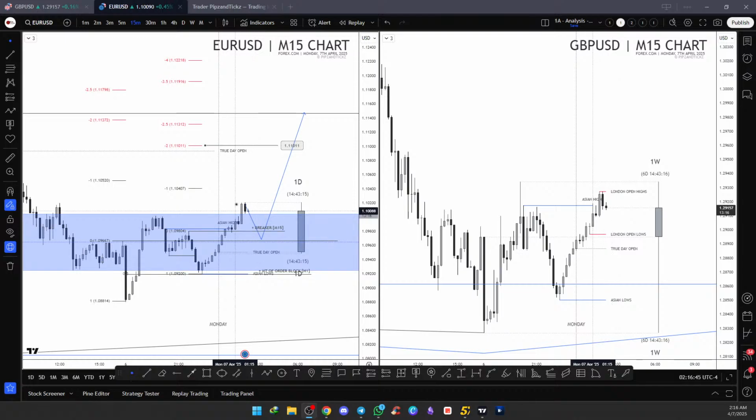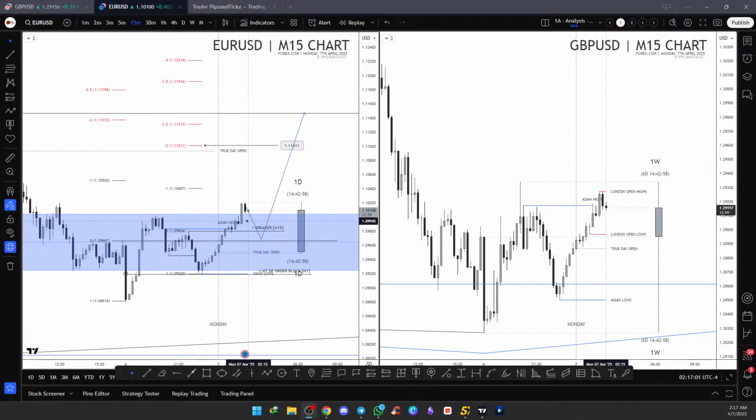I have given out my expectation now, so I'll be waiting for price to tap into this level, this breaker right here, and then give me an entry, and then I'm expecting price to trade up to these 2 standard deviations right here. So this is my current expectation as of now.